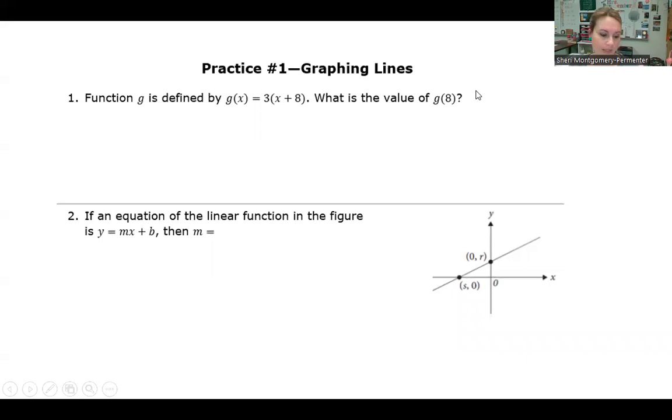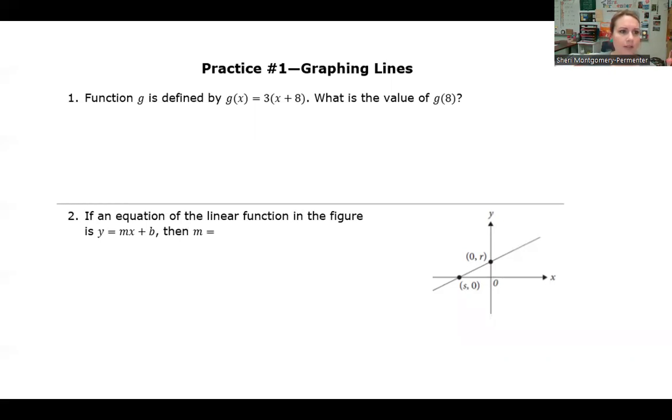Question number 1, it says function g is defined by g of x is equal to 3 times x plus 8. What is the value of g of 8? So what do I do for this problem? We did it on the worksheet. What do we do? Yeah, we're just plugging in 8 for x.